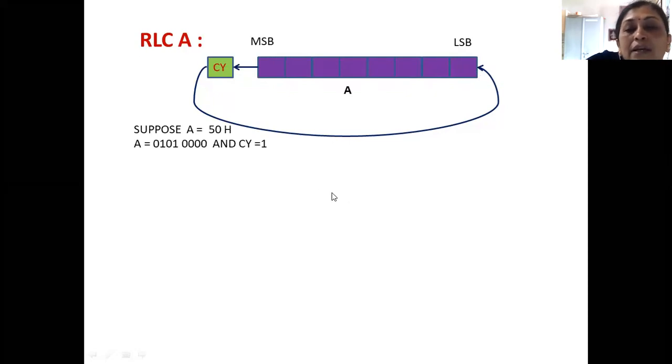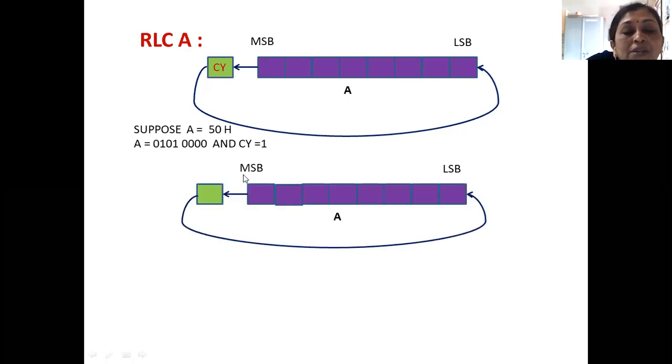Now once again take the same example. Suppose A contains 50 hexadecimal. The binary equivalent of 50 hexadecimal is 01010000, and suppose the carry flag contains 1. The same example we are taking here. So the contents of the accumulator are 01010000, and the carry flag contains 1. Let us see what happens after execution of this instruction.